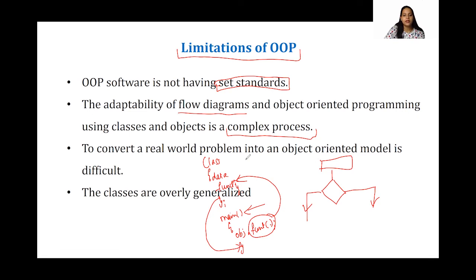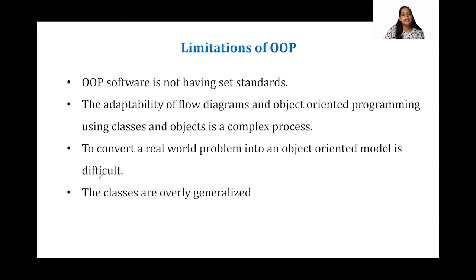So that is another limitation. Next, to convert a real world problem into an object oriented model is difficult. Every real world problem cannot be broken into classes and objects. The classes are overly generalized, as in the classes we have to have data members and functions. It is sometimes not possible to use such a concept. So these are the main 4 limitations of object oriented programming.